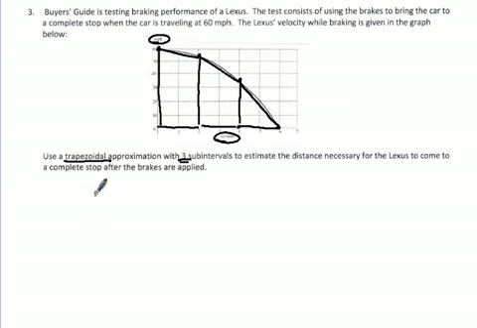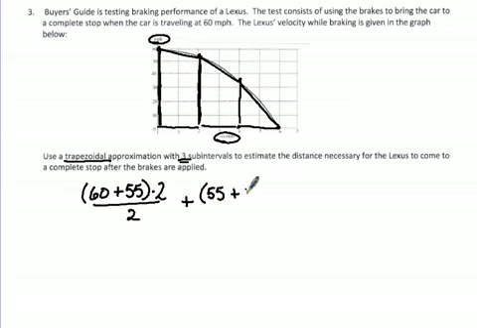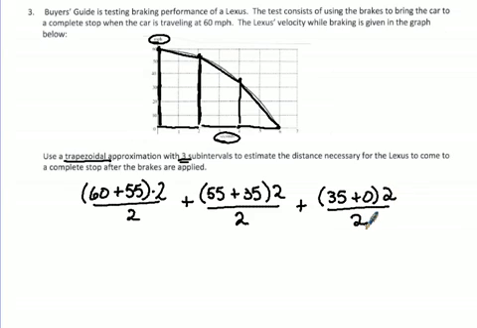So let's do our trapezoid rule. For the first trapezoid, my 2 bases, remember the bases are the vertical sides. Our trapezoid is on its side. My bases are 60 and 55. My height is 2, and of course we're going to divide by 2. For my next trapezoid, I've got heights of 55 and 35. Still my height is 2, and I'm going to divide by 2. And for the final trapezoid, my bases are 35 and 0. My height again is 2, and I'm going to divide by 2.